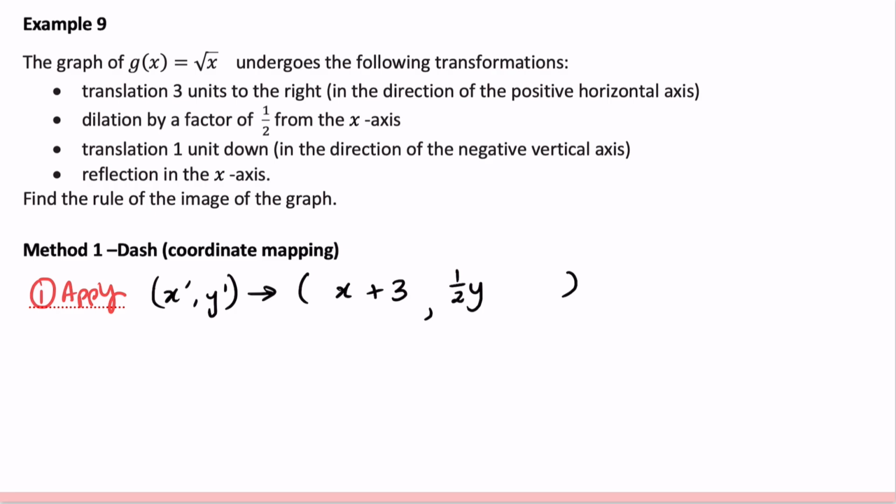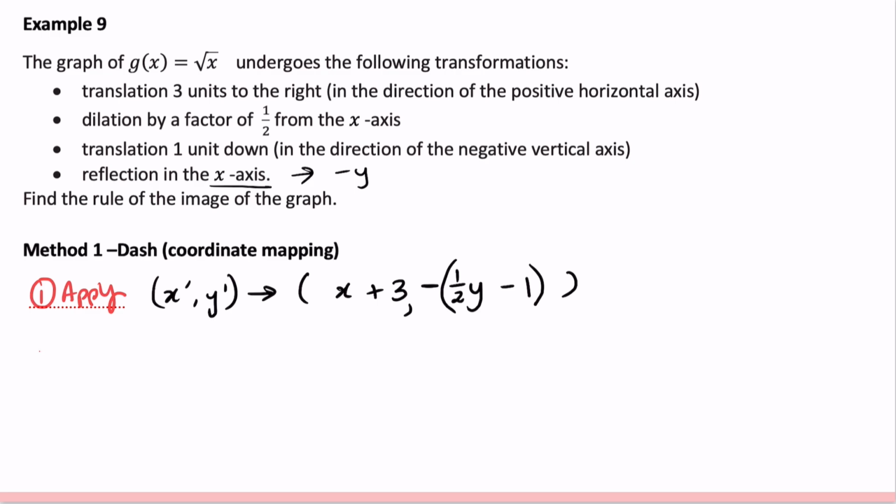That means that affects the y. Translation of 1 unit down that means the negative, so we're going to subtract 1. And then we've got a reflection in the x-axis. So in the x-axis means it affects the y values. Now this is what I mean by order is really important, because after I've done all these transformations, then there's a reflection. So it's really important to have that bracket, otherwise you're not going to get the correct function in the end. Okay, so that was our first step to apply.